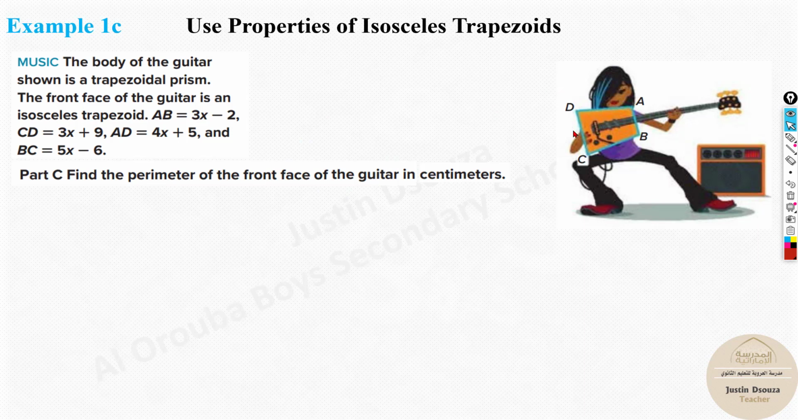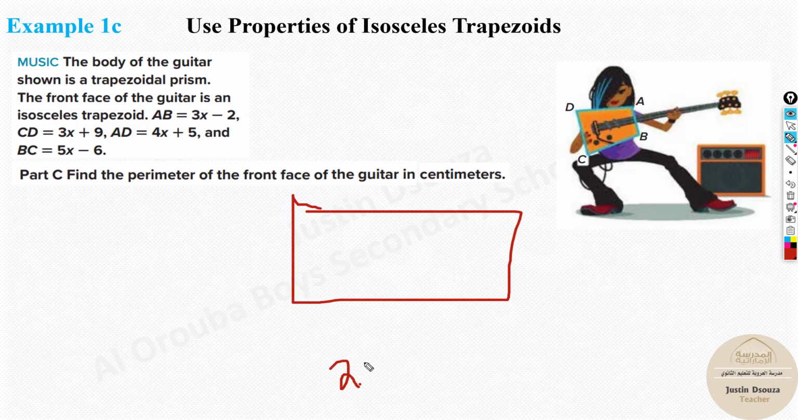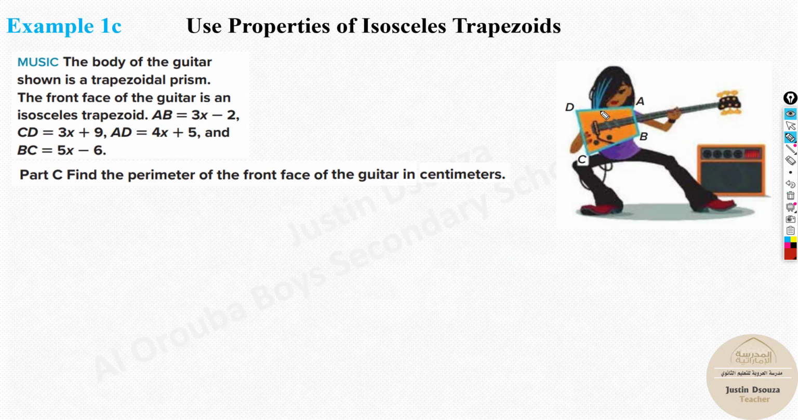Perimeter is all the sides. Now, if it's a rectangle, the perimeter is 2 times length plus 2 times breadth. If it's a triangle, just add all the three sides, you will get the answer. Here, since it's not a rectangle, only one pair of opposite sides are equal. So what you do is add all these sides.